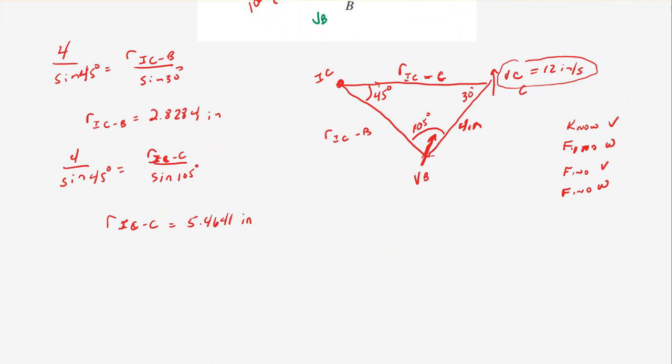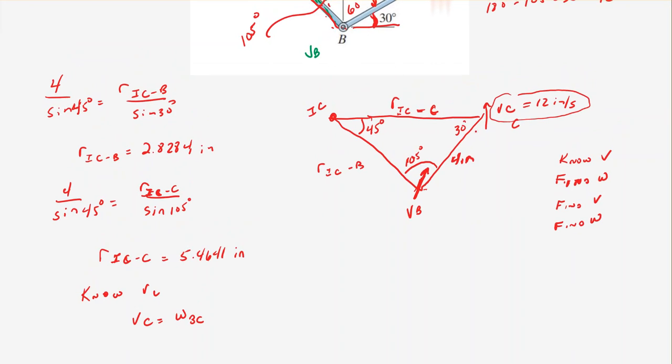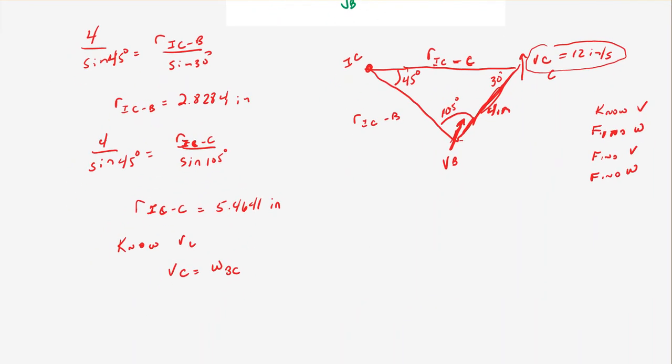So we're going to start off with V sub C because we know V sub C. All right, so we would say V sub C is equal to omega BC. That's this section right here. We're looking at that section. Omega BC, and we would do R of IC to C.